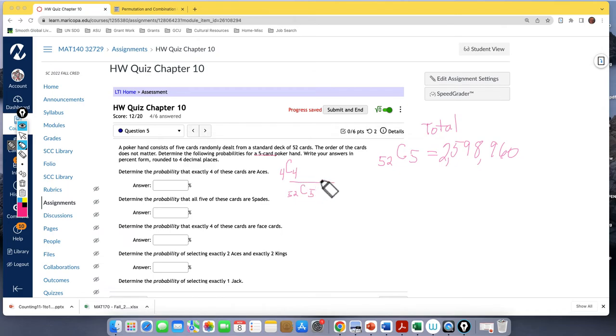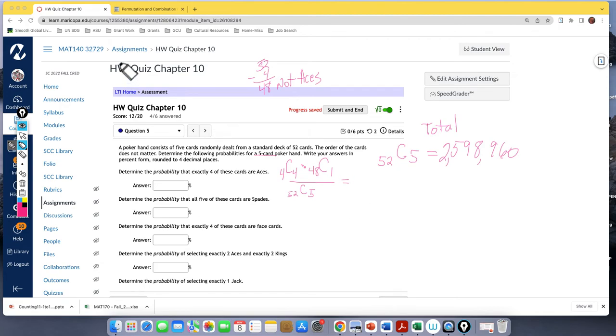But we're not done yet. What about the last card? We actually have to count all the different hands that would have 4 aces. So 4 of them are aces. How many cards in a deck are not aces? 48. That's 52 minus 4. 48 are not aces. So from those 48 cards, we're going to choose 1. You can't just do 4 choose 4 and be done. This is the total number of ways.